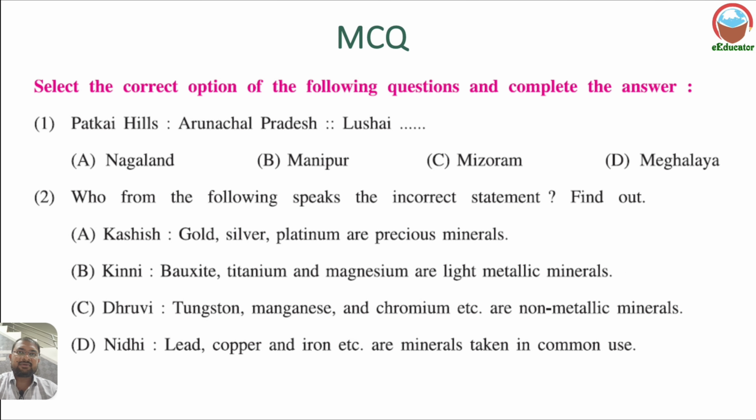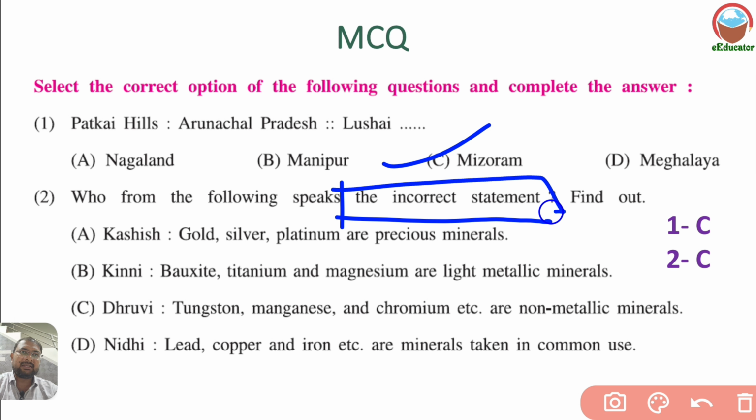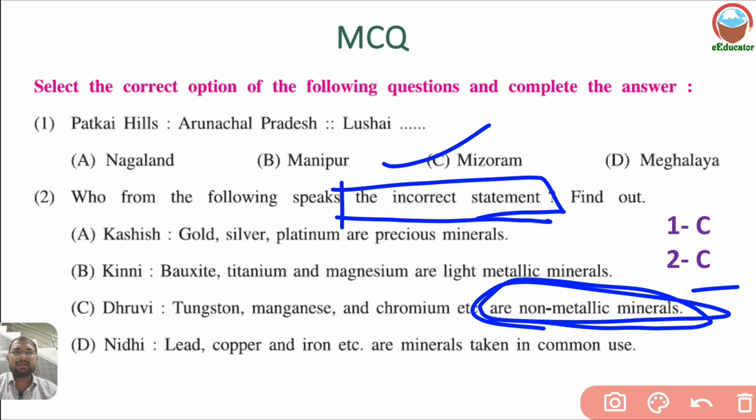Now the MCQ. Patkai Hills, Arunachal Pradesh. Mizoram. Which of the following is an incorrect statement? We need to find the incorrect statement here. Sixth: tungsten, manganese and chromium are non-metallic minerals. Non-metallic is wrong; these are the alloy minerals.